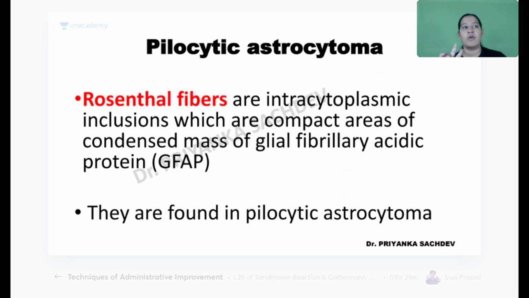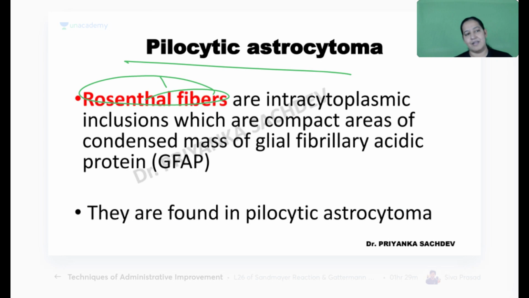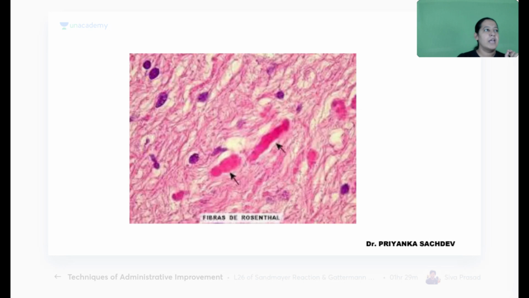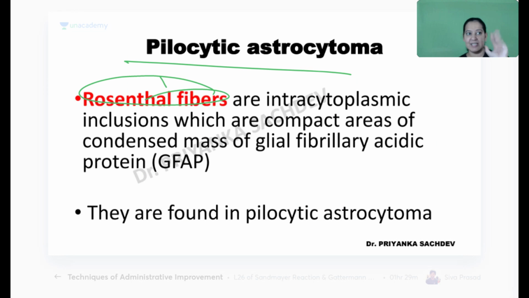And in between, there are 2 more grades. So in pilocytic astrocytoma, Rosenthal fibers are there. These are the Rosenthal fibers. Can you see the pink color fibers? Pink color fibers in a fibrillary background. This is normal background. These are Rosenthal fibers. What are Rosenthal fibers? Why are they formed in pilocytic astrocytoma in children in brain? It is a cystic tumor.